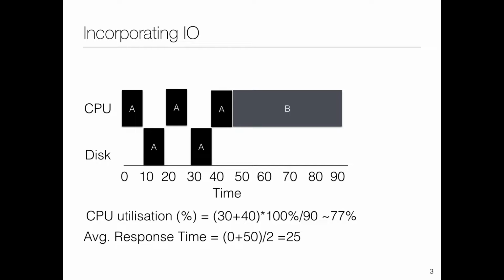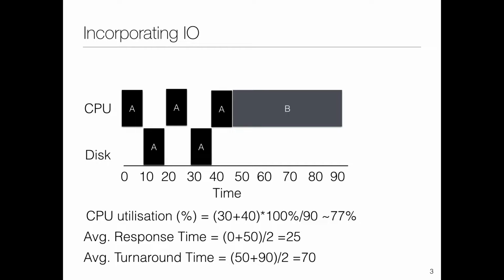The response time for A is 0. For B, it first kicks into action at time t equal to 50. So the average response time is 0 plus 50 by 2, which is 25. Average turnaround time: A completes at 50, B completes at 90. So the average turnaround time is 70.